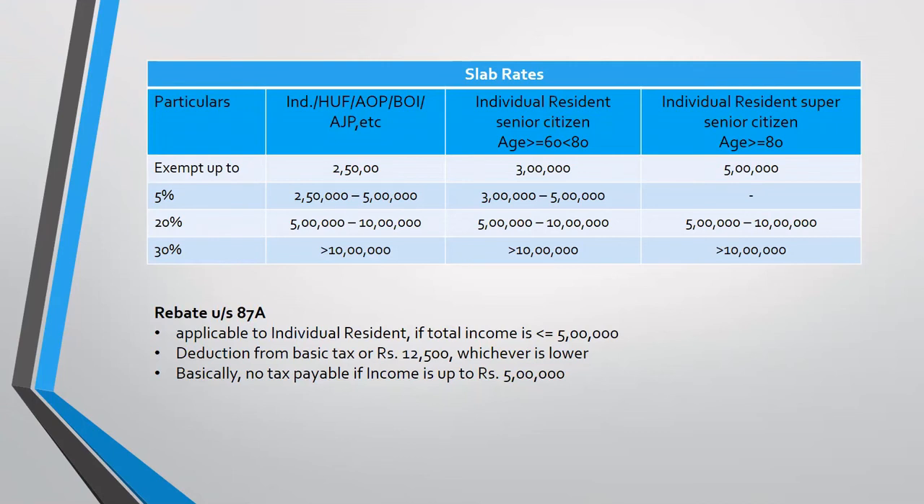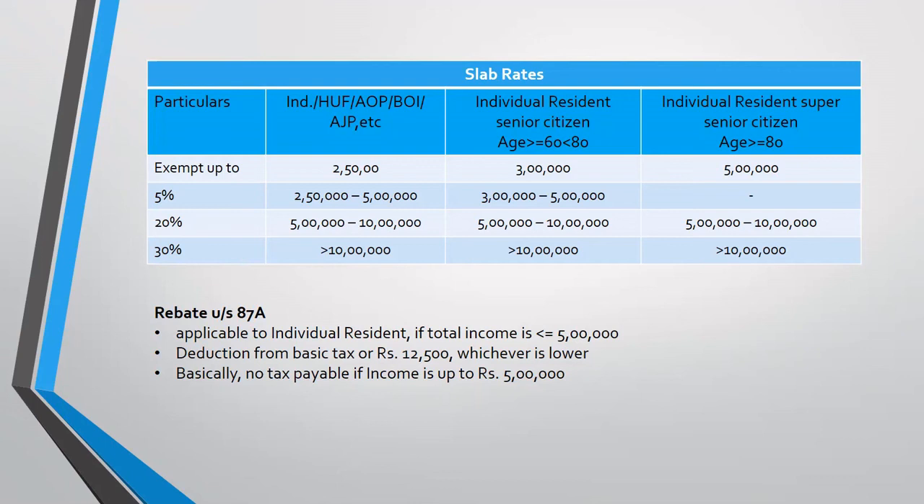If it is an individual resident, senior citizen, which is if the individual's age is more than 60 but less than 80, such income of the individual is exempt up to rupees 3 lakh. From 3 to 5 lakh, it is taxable at 5%. From 5 to 10 lakh, it is taxable at 20%. And more than 10 lakh is taxable at 30%.